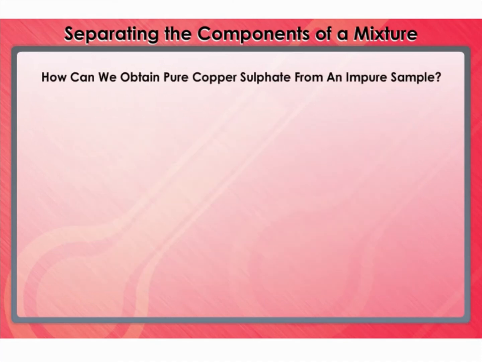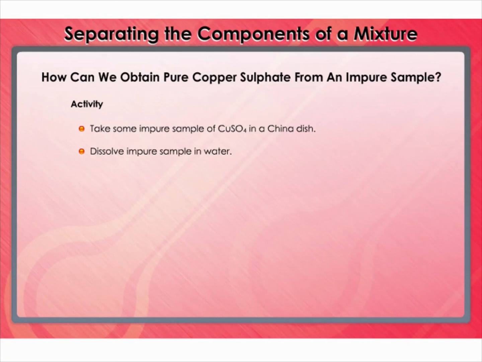How can we obtain pure copper sulfate from an impure sample? Let's perform an activity to illustrate how to obtain pure copper sulfate from an impure sample. Take approximately 5 grams of impure sample of copper sulfate in a china dish. Dissolve it in a minimum amount of water.